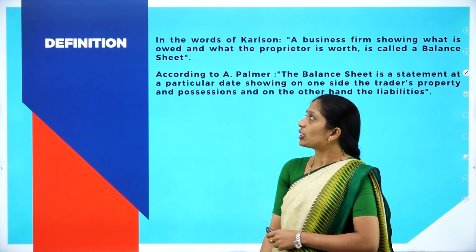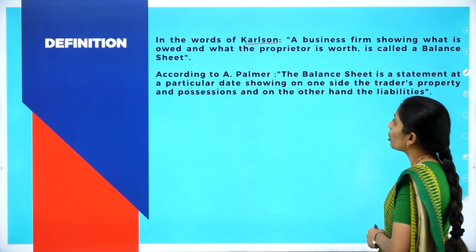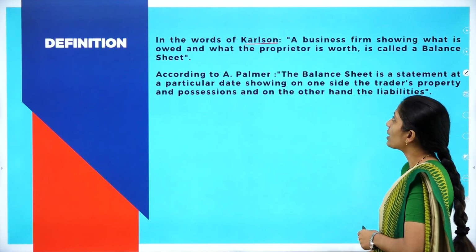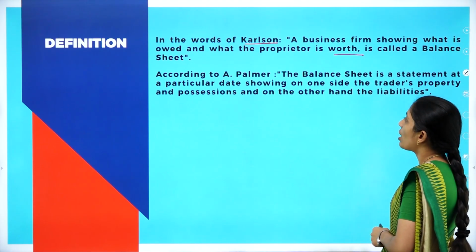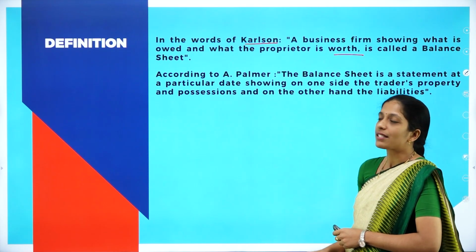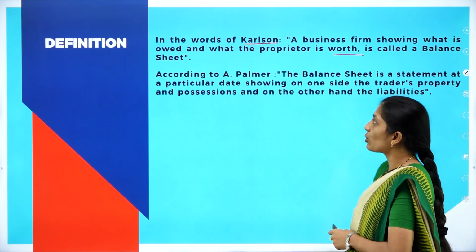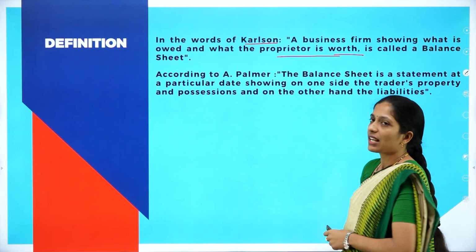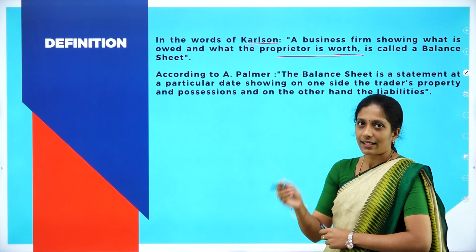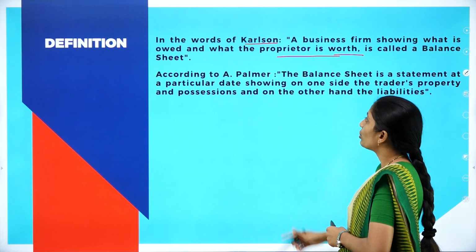Now let us see the definition of balance sheet in the words of Carlson. A business firm showing what is owned and what the proprietor is worth is called a balance sheet. So according to Carlson, he explains that it shows what is owned and what the proprietor is worth, and that is called the balance sheet.